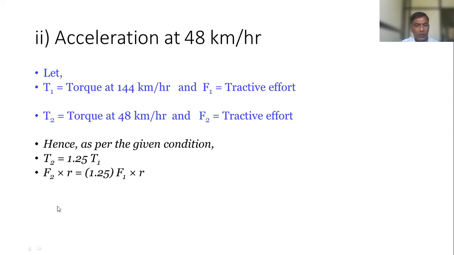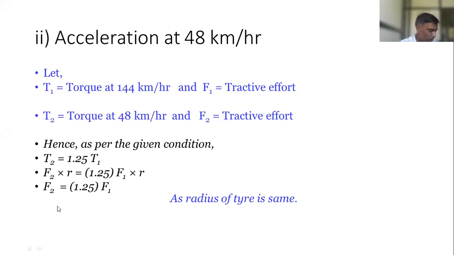R cancels. Sachin, is it correct? Correct, correct. Okay. So next line you can write R cancels. Then F2 is equal to 1.25 F1, as the radius of the tire is the same. Okay. What is the next step, Sachin? So we know the value of F1. Did you get it?